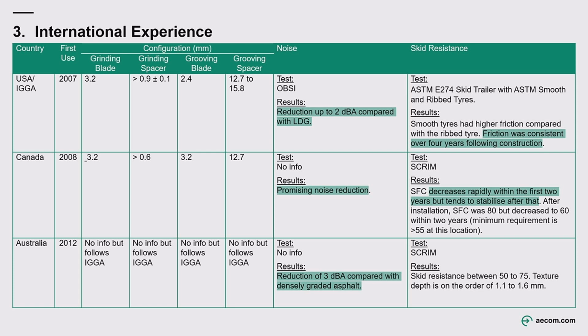We also look at the Canadian standard, which uses the same blade for grinding and grooving, but they are using a finer spacer between the grind. So it's a finer grinding. Again, grooving spacing has been set between 12.7 and 15.8. We look also at the Australian, where I couldn't really find the blade configuration, but they usually follow the IGGA. Again, we are seeing promising noise reduction here as well. In the Canadian experiences, we were able to see some deterioration in skid resistance, but it stabilized after 2 years.